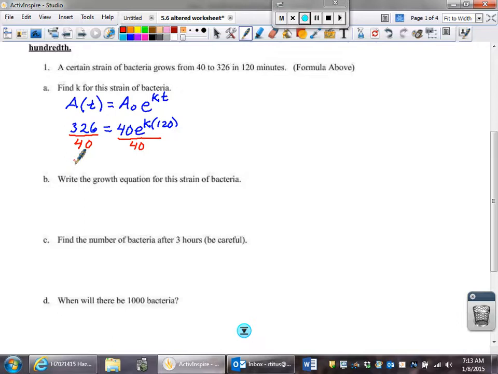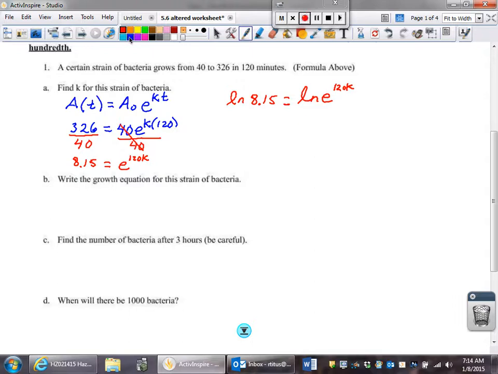When I divide these two on the left side, I end up with 8.15 is equal to, the 40s cancel over here, E raised to the 120K. Now we're looking for K, and it's up in the exponent. Since there's an E in the problem, we're going to take the natural log of both sides. So we're going to take the natural log of 8.15, and set that equal to the natural log of E to the 120K.